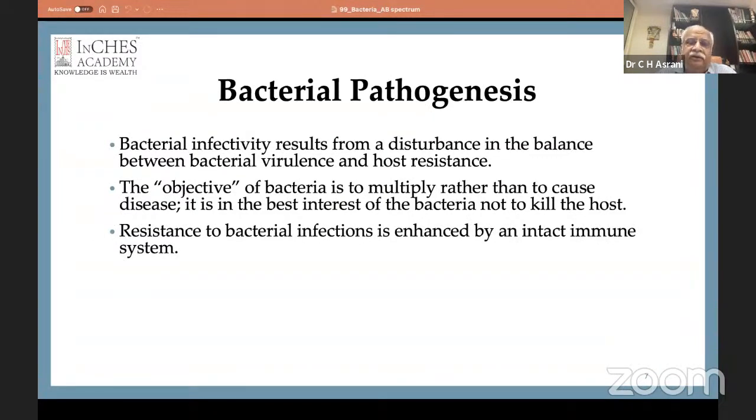Resistance to bacterial infection is enhanced by an intact immune system. Our immunity should be good. We should not be on immune suppressing drugs. We should not have diseases which cause immune suppression. And we should be having a good diet and regular exercise.